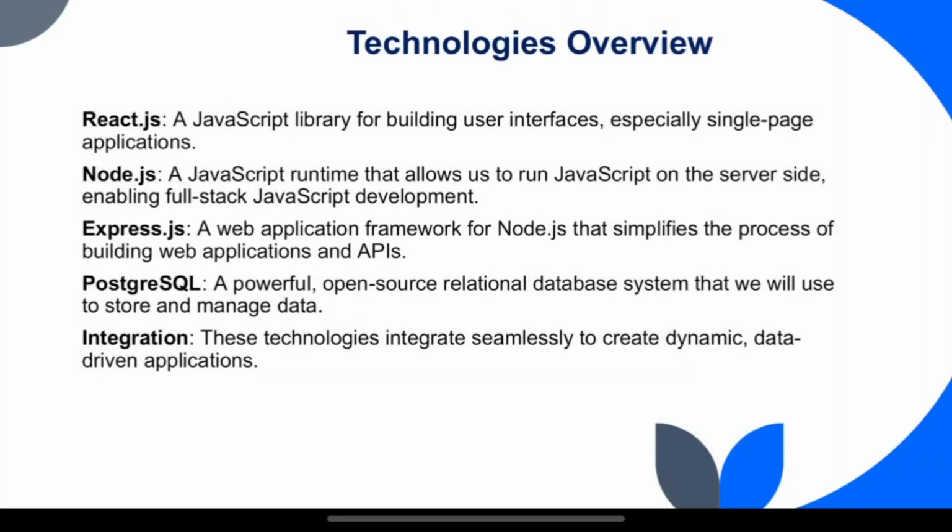Technologies overview. Let's now introduce the technologies we will be discussing today. React.js, a JavaScript library for building user interfaces, especially single page applications. Next is Node.js, a JavaScript runtime environment that allows you to run JavaScript on the backend or server side, enabling full stack JavaScript development. Next is Express.js, a web application framework for Node.js that simplifies the process of building web applications and APIs. API stands for Application Programming Interface.